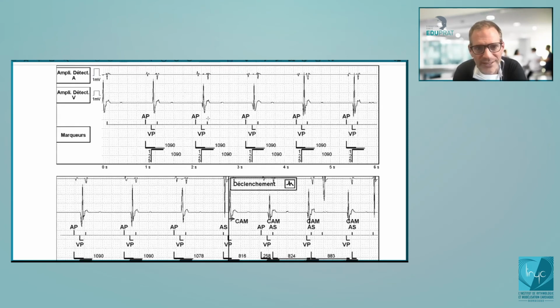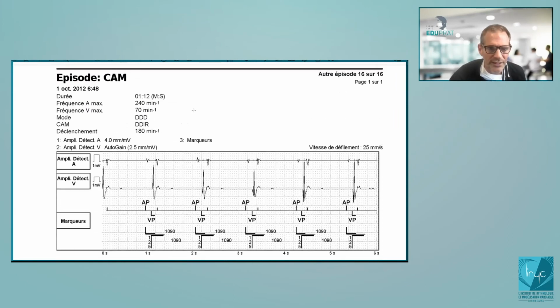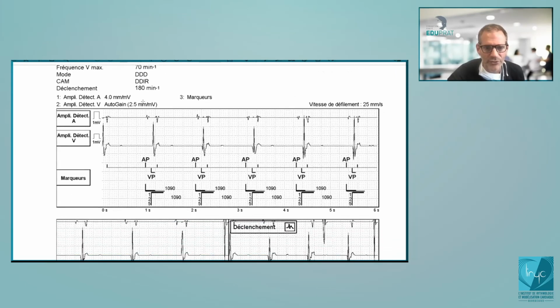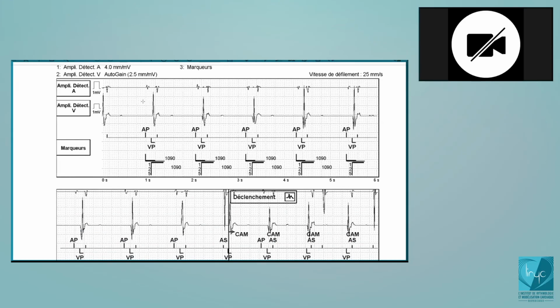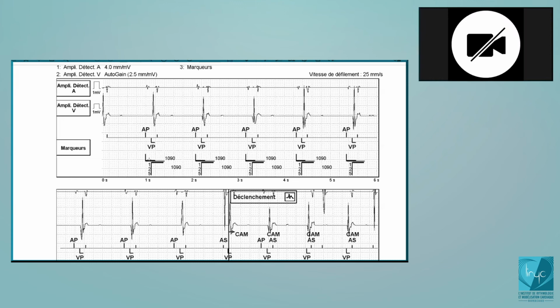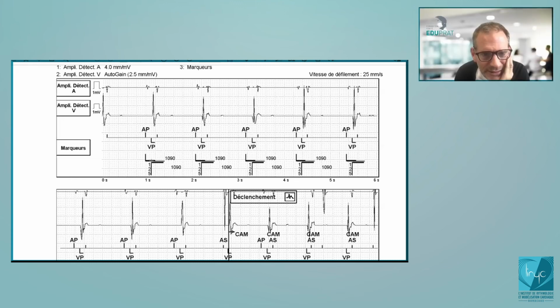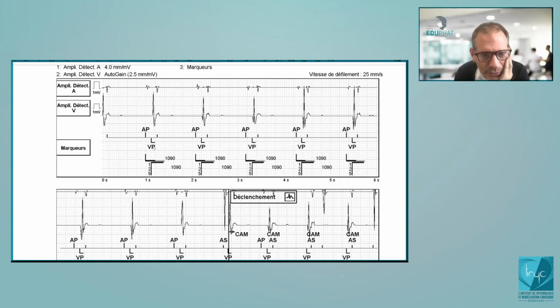Something a bit more surprising here. What do you think? So once more, an episode of automatic mode switch. What do you think here? First part is atrial pacing. And you see this? It means that there is a signal here. This signal has been detected. And something interesting in Abbott devices, you can see the refractory periods. These are the ventricular refractory periods, and these are the atrial ones.